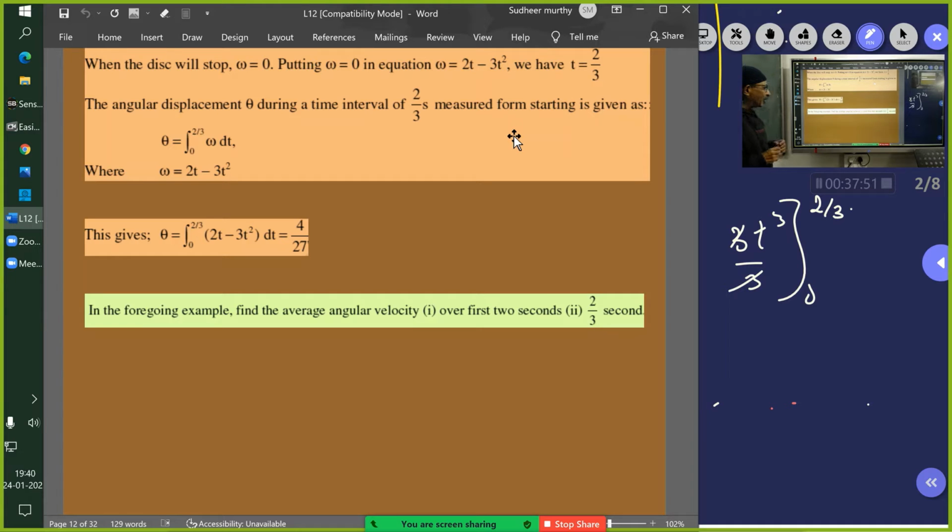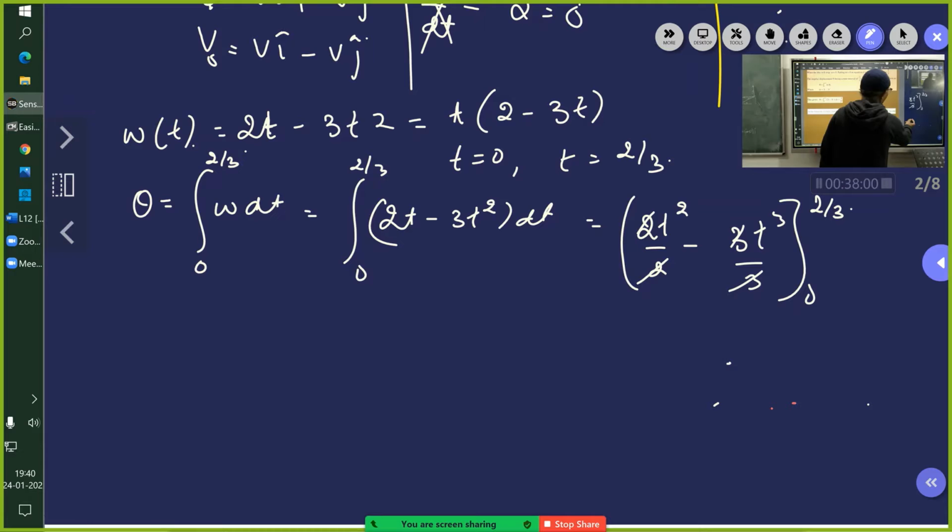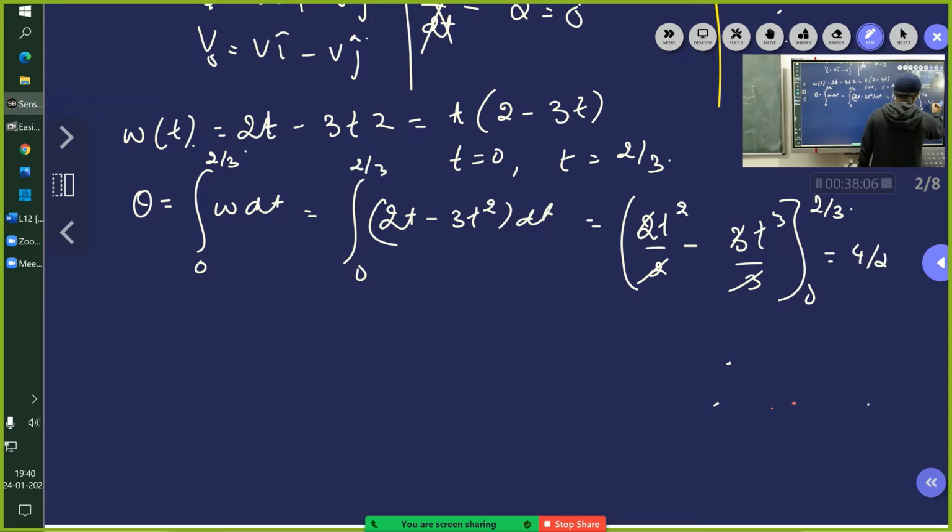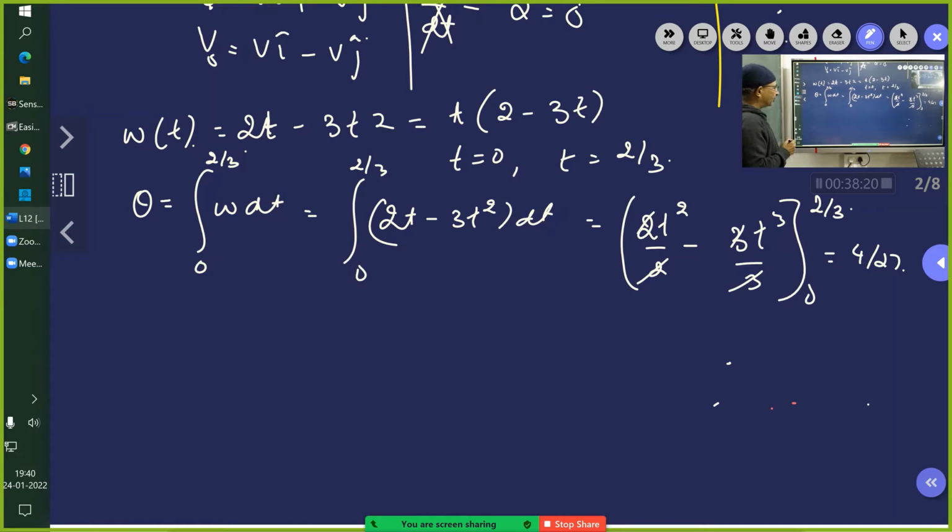In the foregoing example, find the average velocity over the first 2 seconds and in 2 by 3 seconds. You got this as 4 by 27, yes? So in the first 2 seconds, is it omega average or theta average? Omega average. Okay, do it.